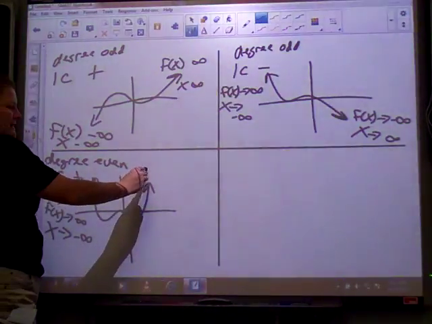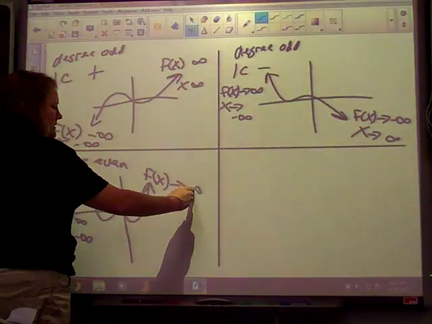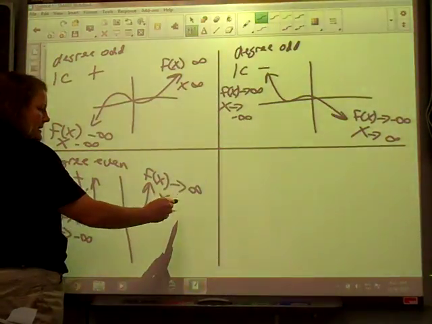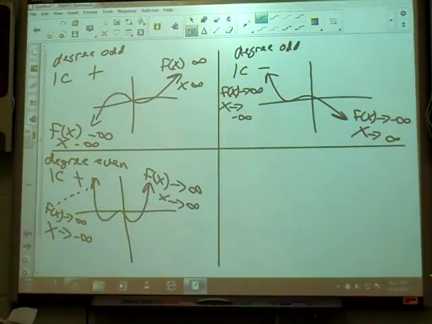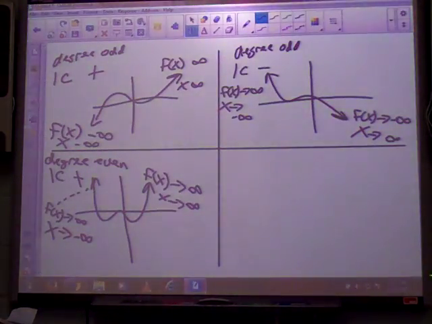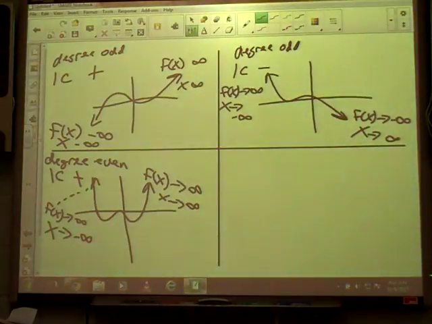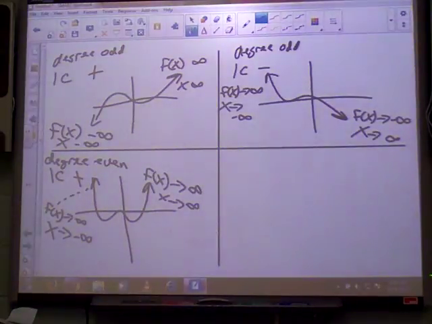On this side, my f of x's are still going up, which is positive infinity. But my x's are going to the right, which is also positive infinity. Is that an arrow on that x right there? Yes.